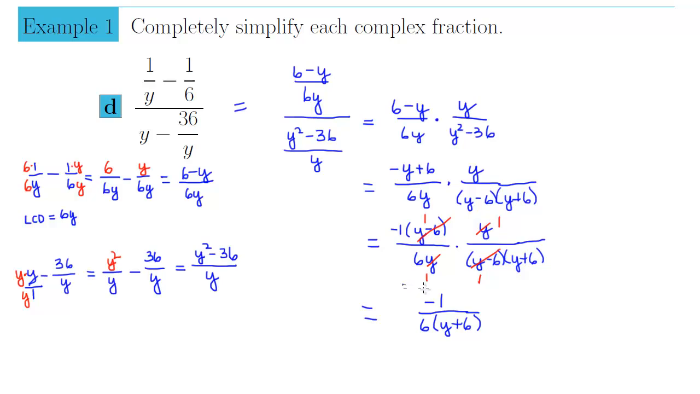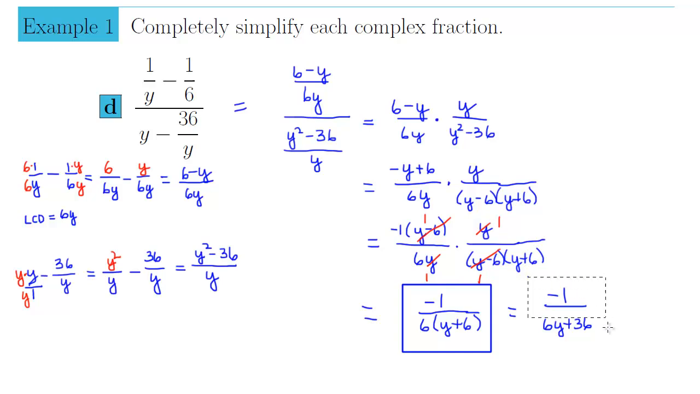You can leave your expression like that. Or, if you prefer, you can multiply out your denominator. -1 over 6y plus 36. These represent the simplified form of our original complex fraction.